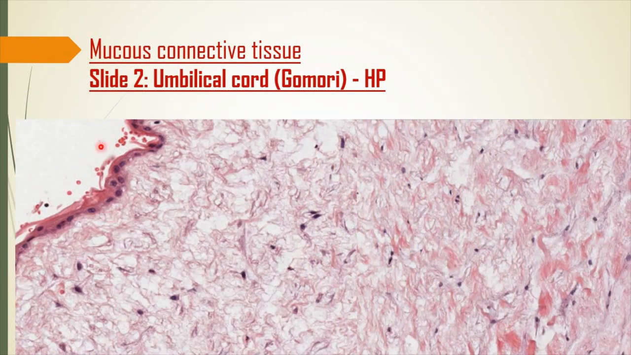And then at high power, these are collagen fibers. The cells that you see, this cell here, this cell here, this cell here, those are fibroblasts. The fibroblasts have cytoplasmic processes that connect them together like this. This fibroblast is connected to this fibroblast.